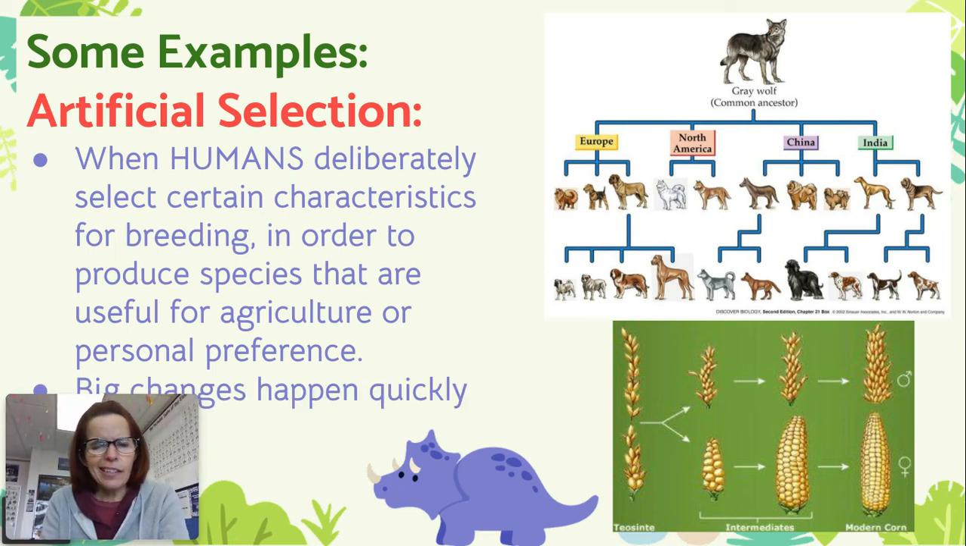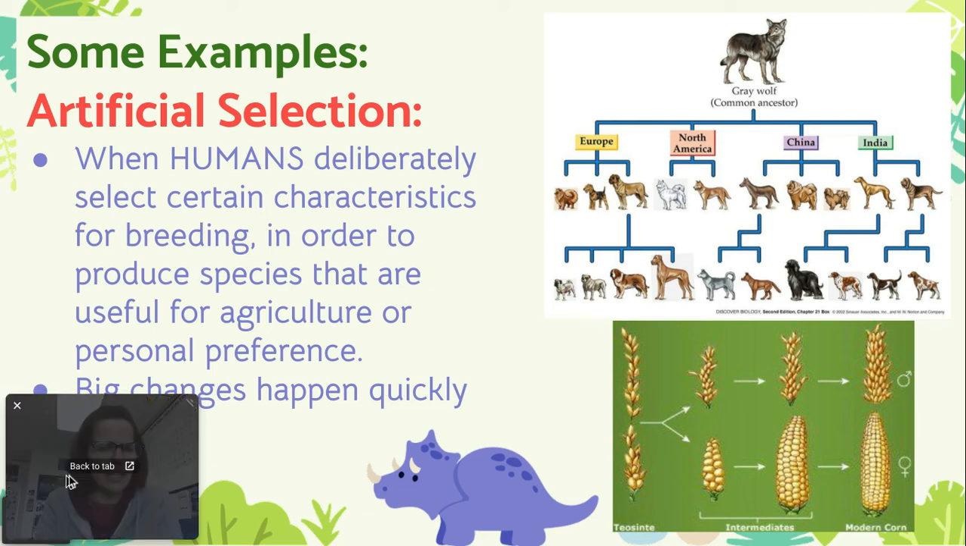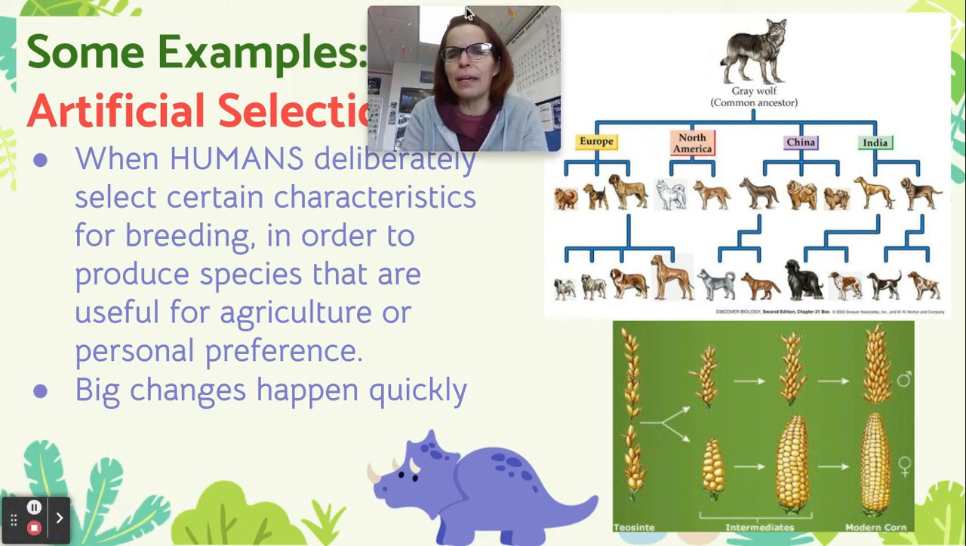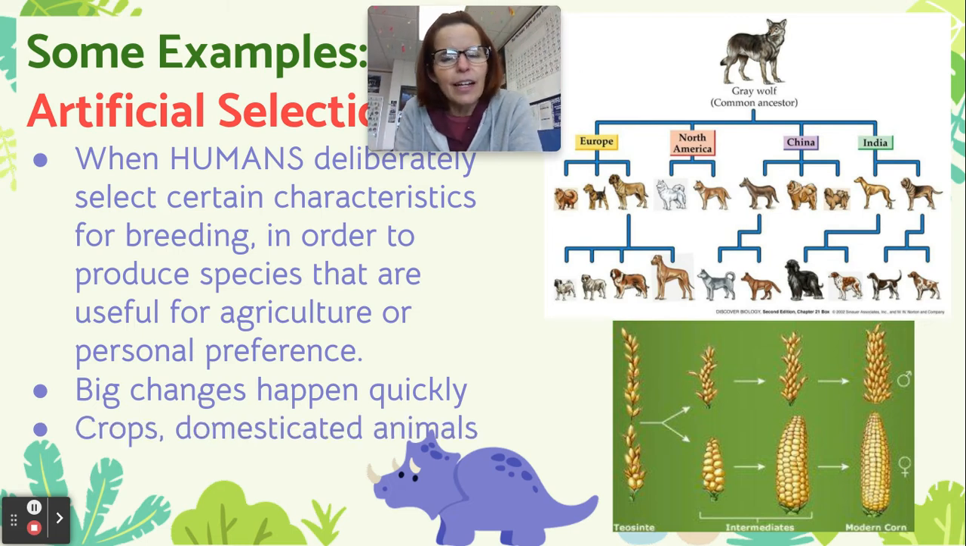And it, in essence, speeds up evolution, and evolution wouldn't necessarily ever take these turns because we're not necessarily making these animals better equipped for survival in the wild. A Chihuahua, for example, is not well equipped to survive in the wild. Certainly not as well as a wolf is. We breed these animals because we like them, but not necessarily because they're best adapted for their settings. So examples: crops and domesticated animals.